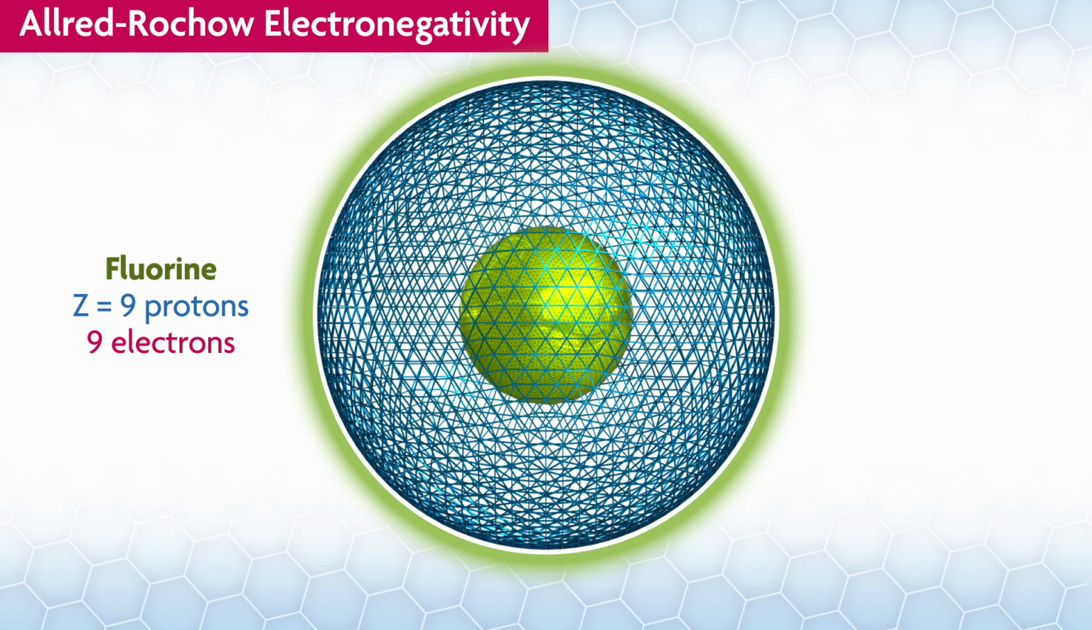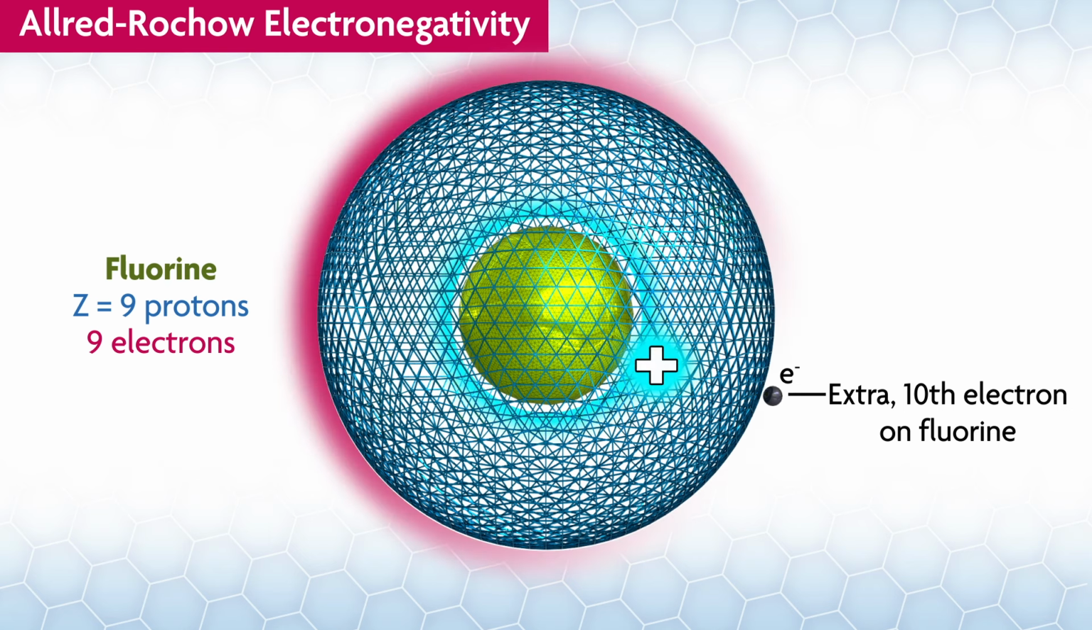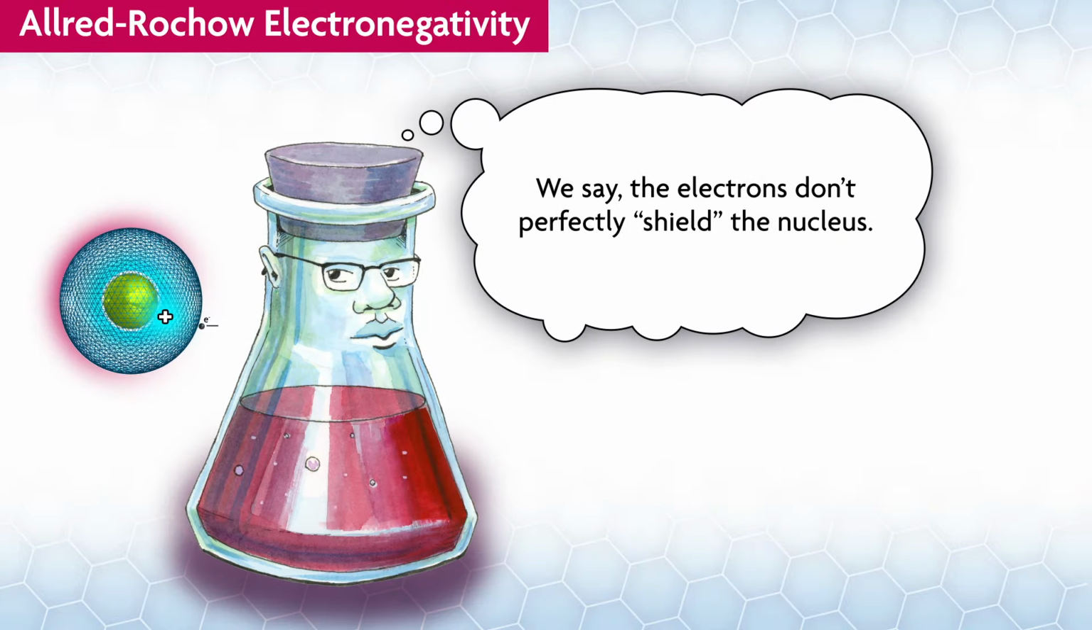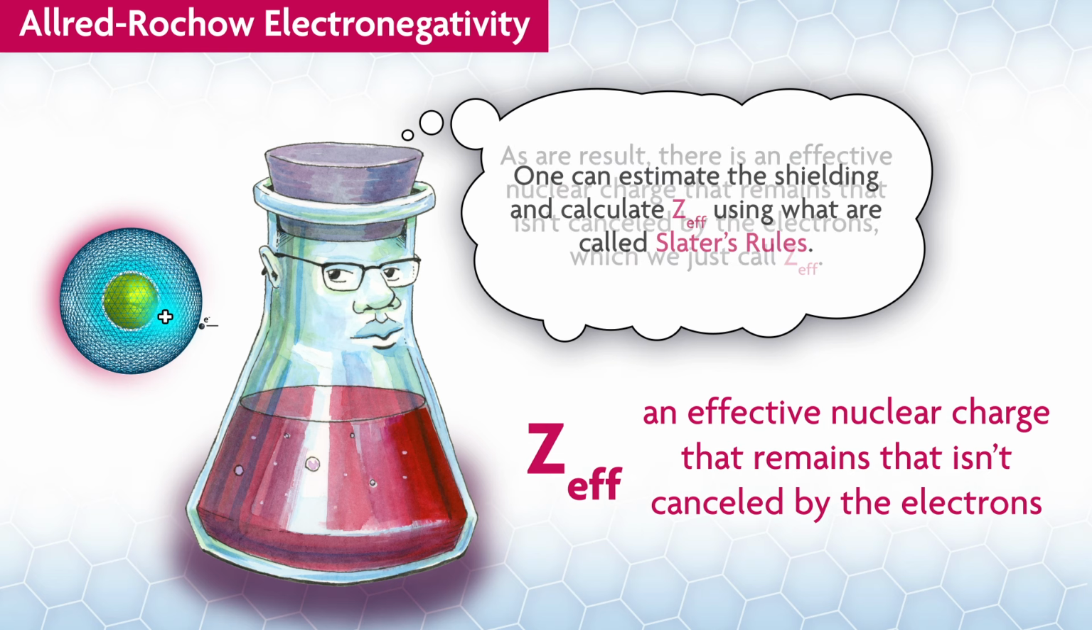The idea is we bring in another 10th electron at the covalent radius. From the viewpoint of the incoming electron, there are 9 positive charges in the nucleus, Z equals 9, and there are 9 electrons surrounding the nucleus. However, those electrons aren't all between the nucleus and the incoming 10th electron. Some are spending time on the other side of the nucleus where they don't cancel out a full positive charge from the nucleus. As a result, there's a residual positive charge from the nucleus that the electron is attracted to. We say the electrons don't perfectly shield the nucleus. As a result, there's an effective nuclear charge that remains that isn't canceled by the electrons, which we just call Z effective. One can estimate the shielding and calculate Z effective using what are called Slater's rules.